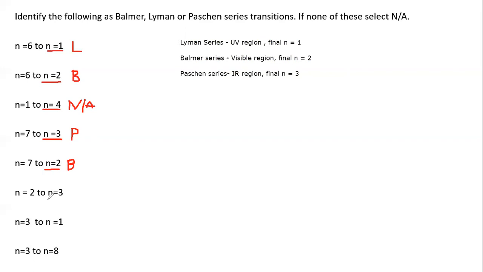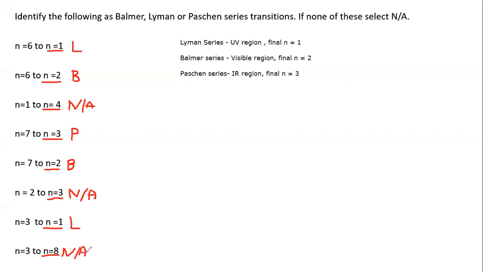Next we have n equals 2 to n equals 3, but notice 2 is less than 3, so this would not be a Balmer, Lyman, or Paschen series because you're absorbing a photon, not removing a photon. Next we have n equals 3 to n equals 1. 1 is less than 3, so since it ends in 1, it's a Lyman series transition. And then lastly, n equals 3 to n equals 8. Well, 8 is neither of these three series, and secondly, 3 is less than 8, so this would be an absorption of a photon, not applicable.